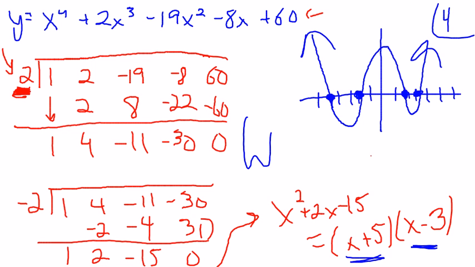And now I need to label the y-intercept. I can do that very easily by simply looking at that guy. So it is positive 60. And that's all for number 4.